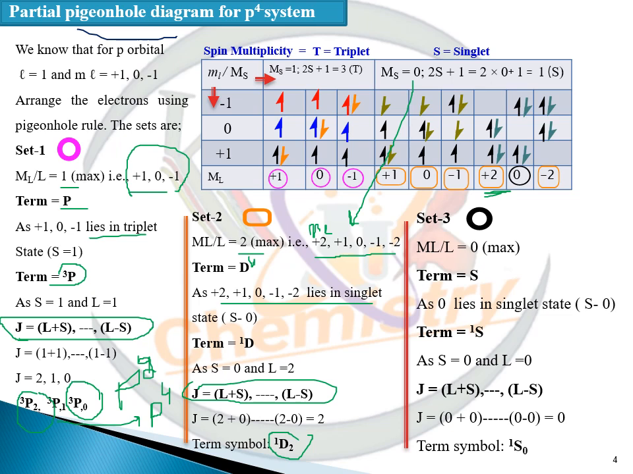For the third set, L is equal to 0. Okay, this one. The term will be S. The spin multiplicity is 1, so it is singlet S, as this 0 lies in the singlet state. That's why we can write 1 over here. As S is equal to 0 and L is equal to 0, if you want to put the J value, put these values over here. You will get 0. Meaning the term symbol is singlet S0.